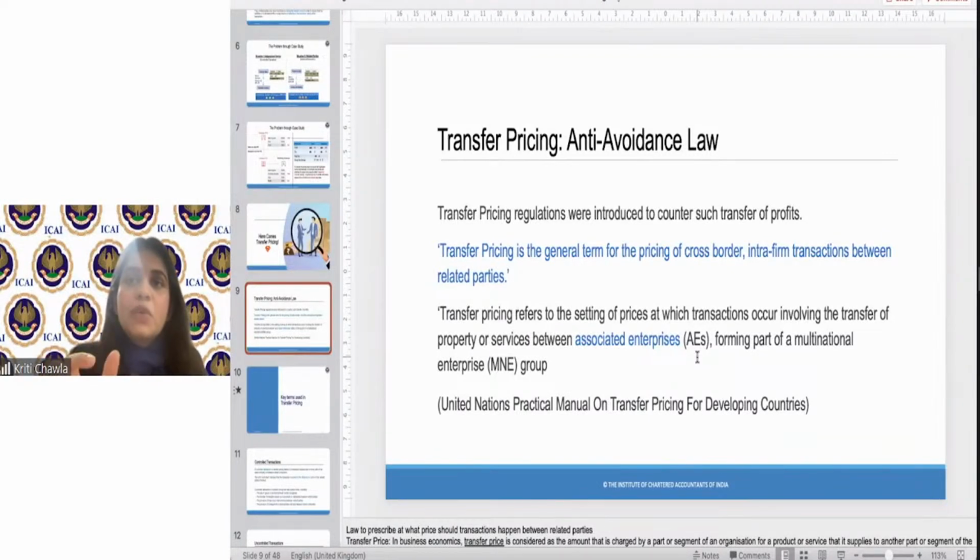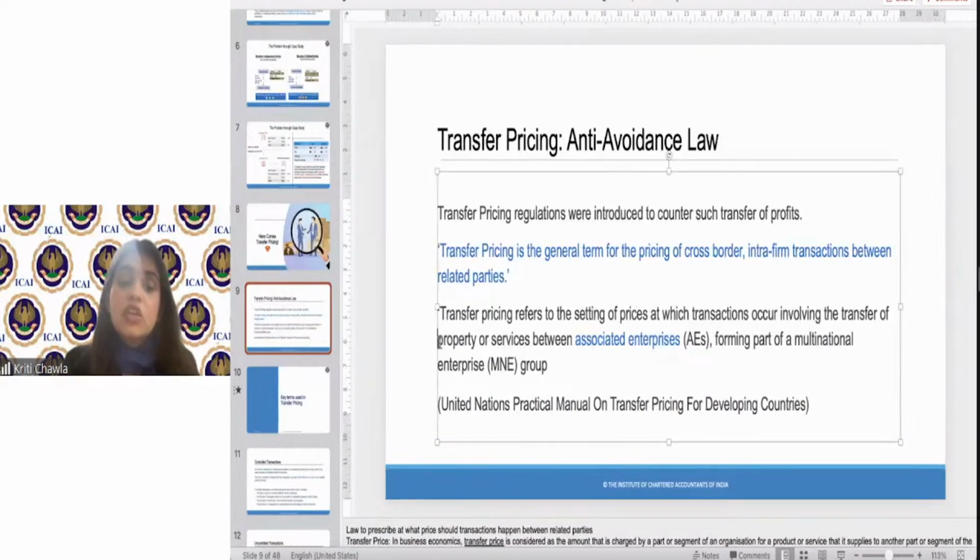So what is the price at which an international transaction between associated enterprises happens? Well, that is transfer pricing. What is the price? That is where transfer pricing law really comes into play. So this is the entire basic concept around transfer pricing. Now, what exactly is an international transaction? What exactly are associated enterprises? What is the meaning of transfer of property or services? What is the meaning of property? What is the meaning of services, etc.? Everything is defined in the Income Tax Act. We'll talk about that in detail, but this is the basic crux of transfer pricing.